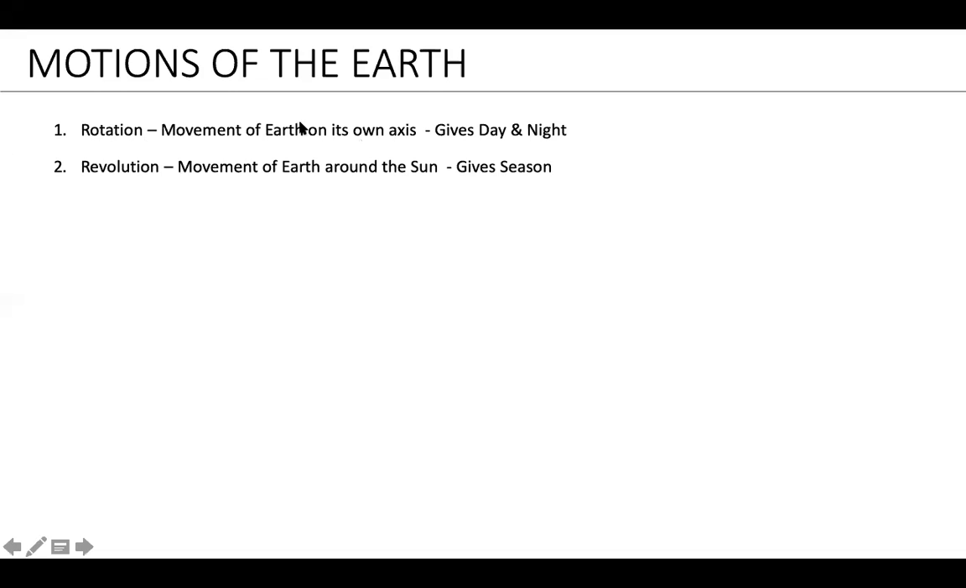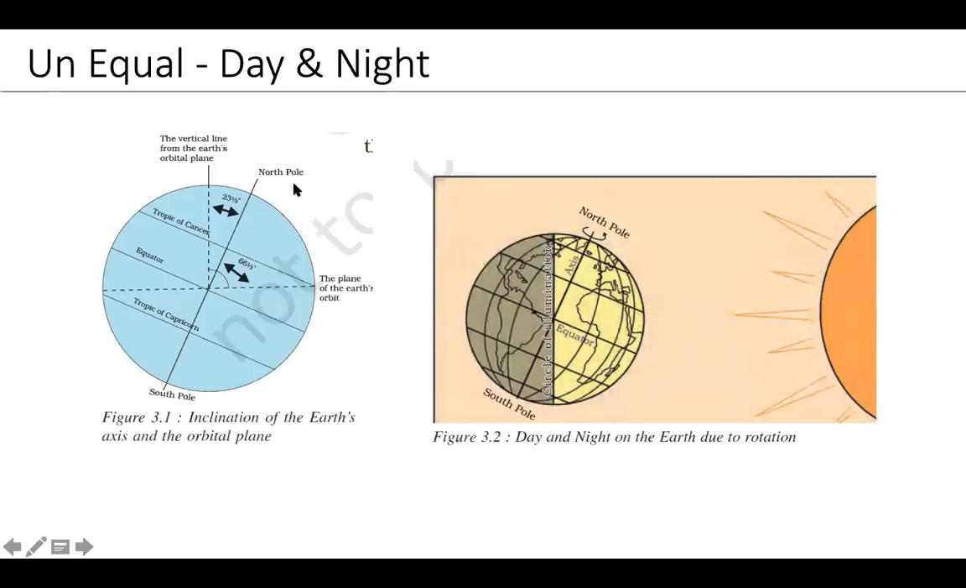When the earth rotates on its own axis, we call it rotation. When the earth moves around the sun, we call it revolution. And this is responsible for the seasons, and rotation is responsible for what we are seeing, the day and night difference. First we will see the rotation of the earth along its axis.